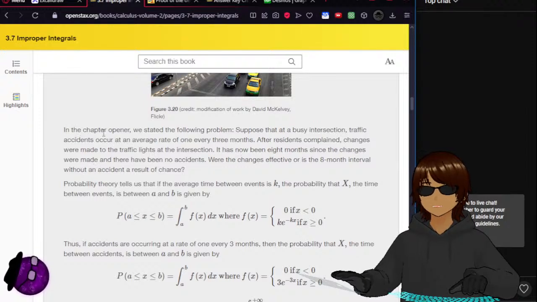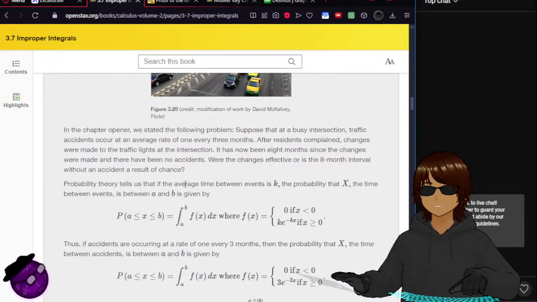In the chapter opener, we stated the following problem. Suppose that at a busy intersection, traffic accidents occur at the average rate of 1 every 3 months. After residents complained, changes were made to the traffic lights at the intersection. It has now been 8 months since the changes were made and there have been no accidents. Were the changes effective, or is the 8-month interval without an accident a result of chance?